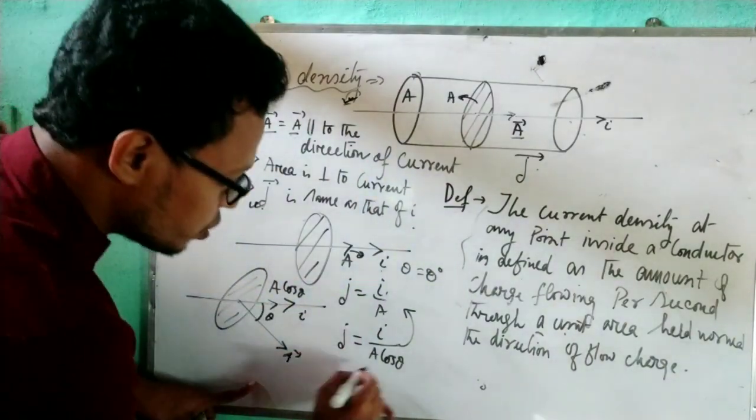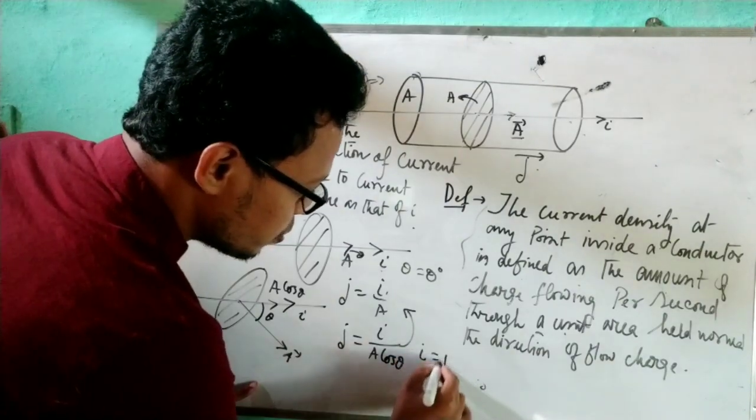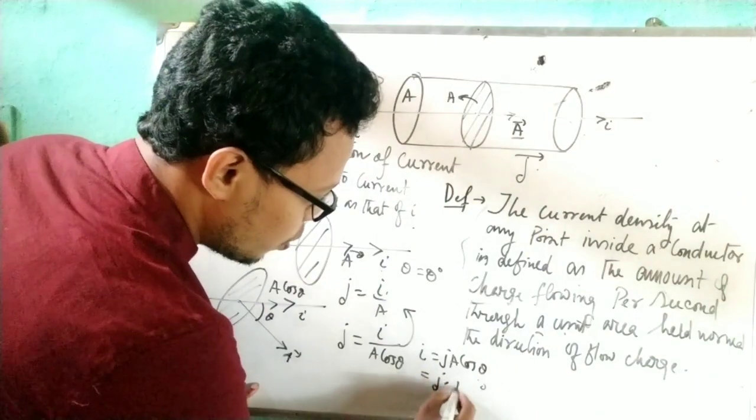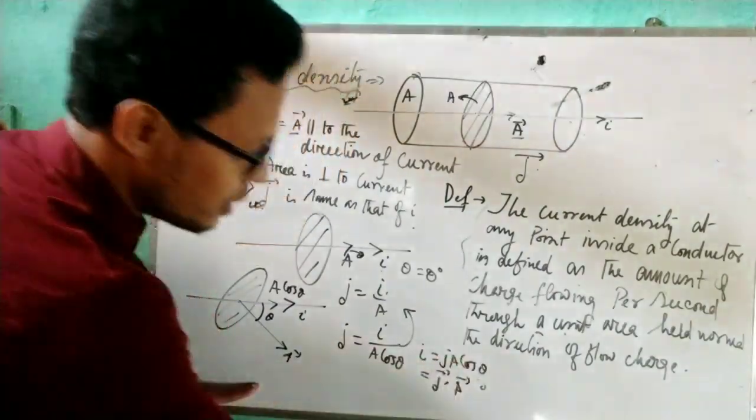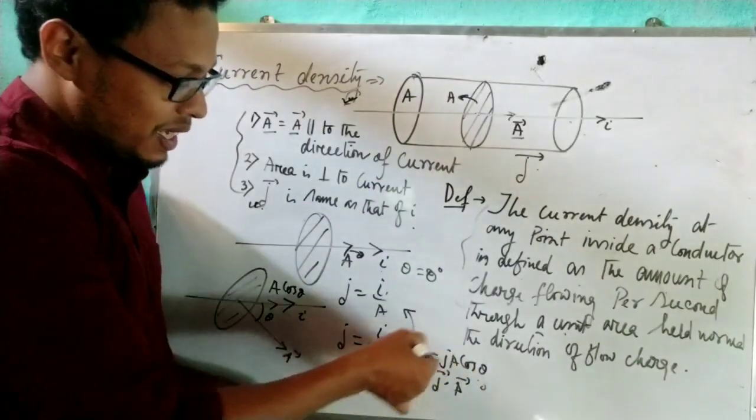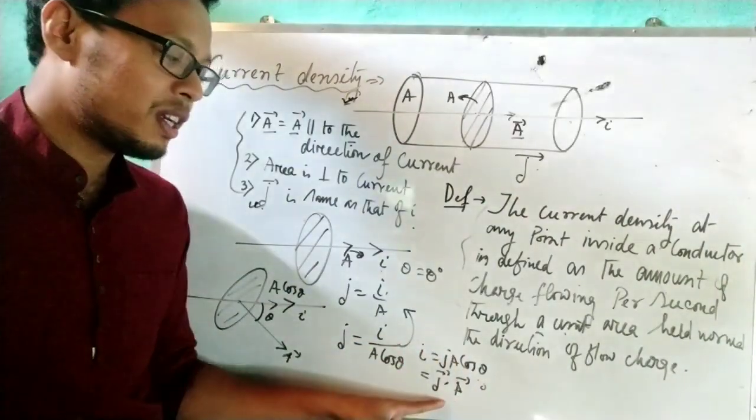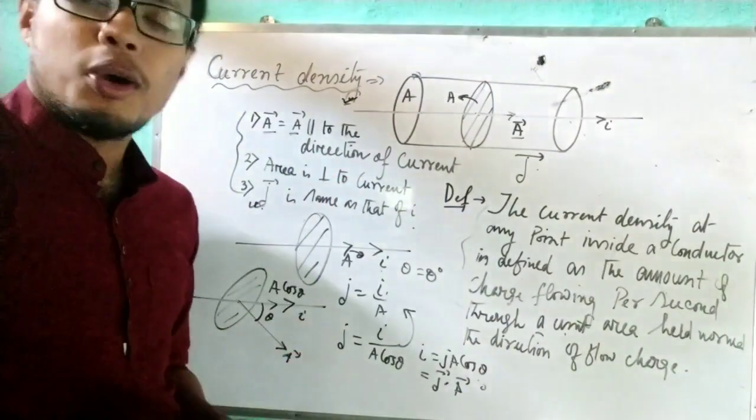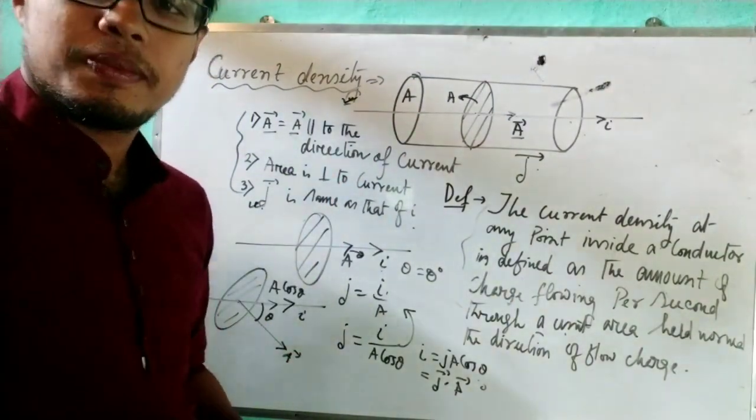Or from here also we can write this I equals J A cos theta, or J dot A. Okay, so we got the current which is equivalent to the scalar product of two vectors. This is the whole explanation of the current density.